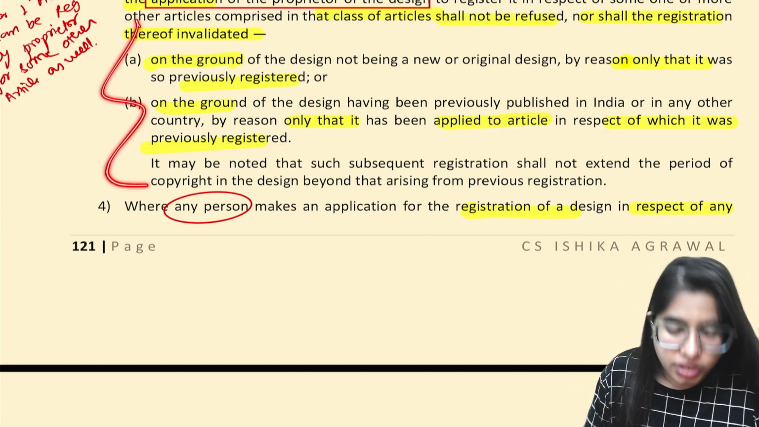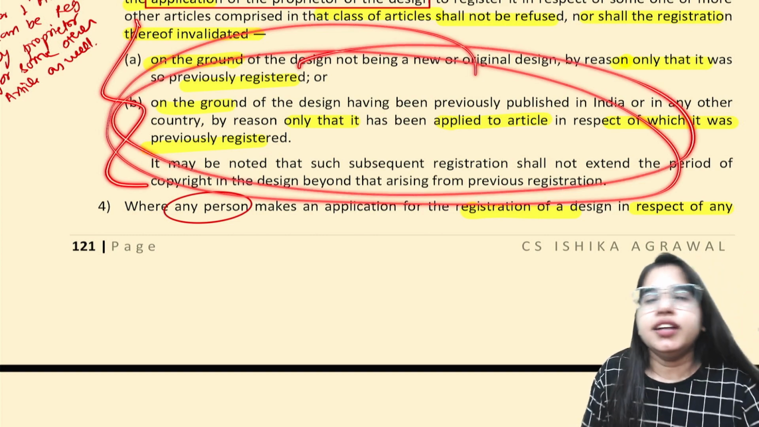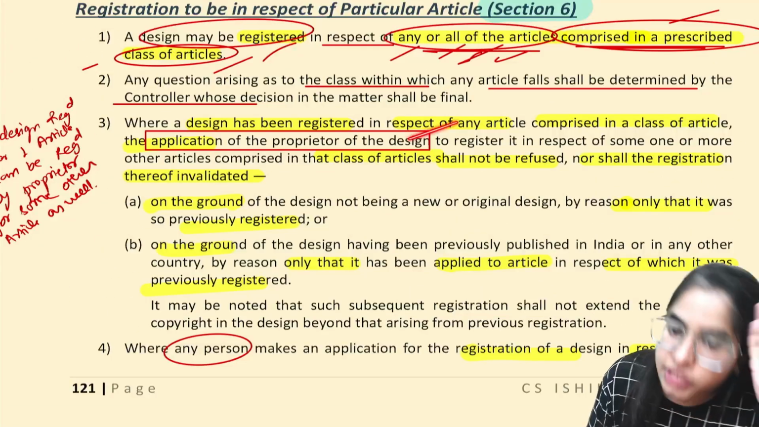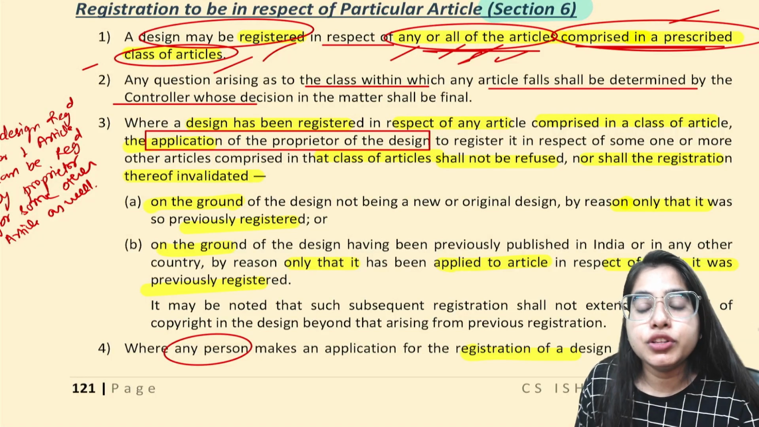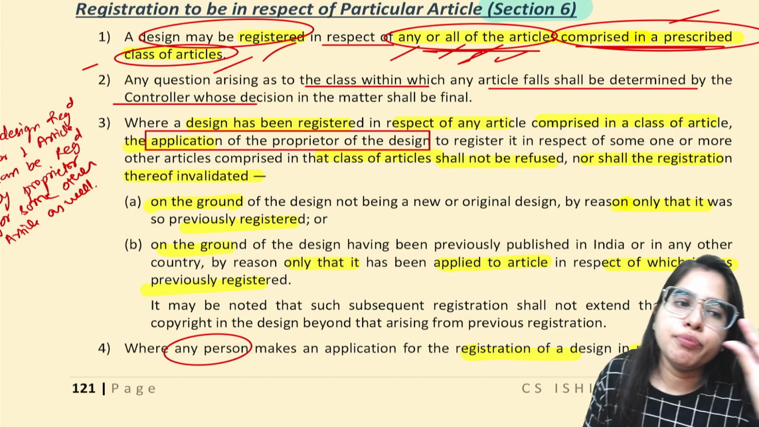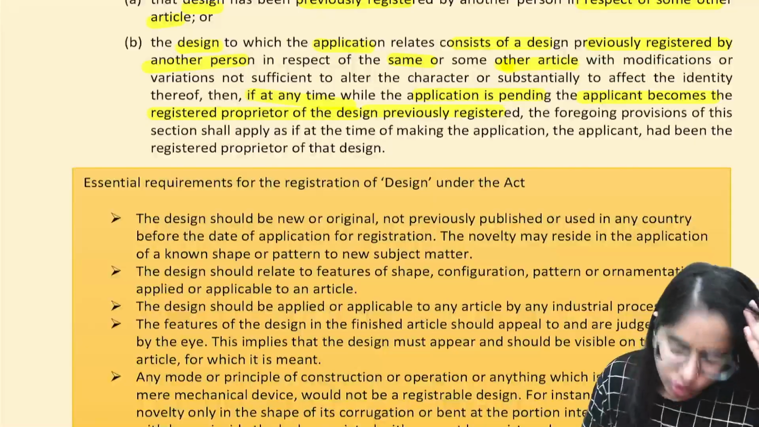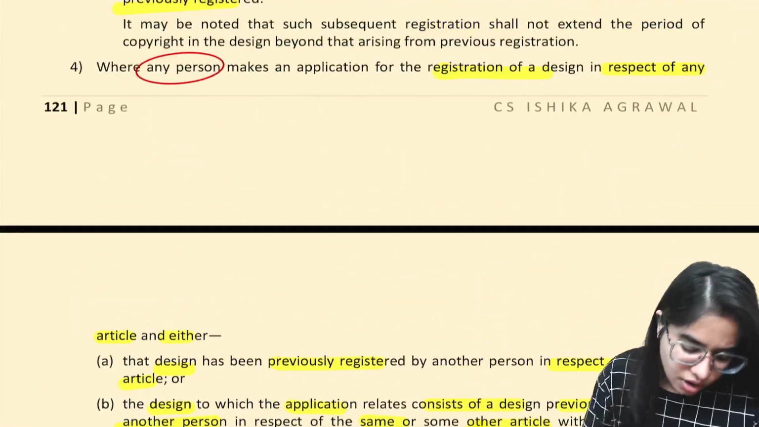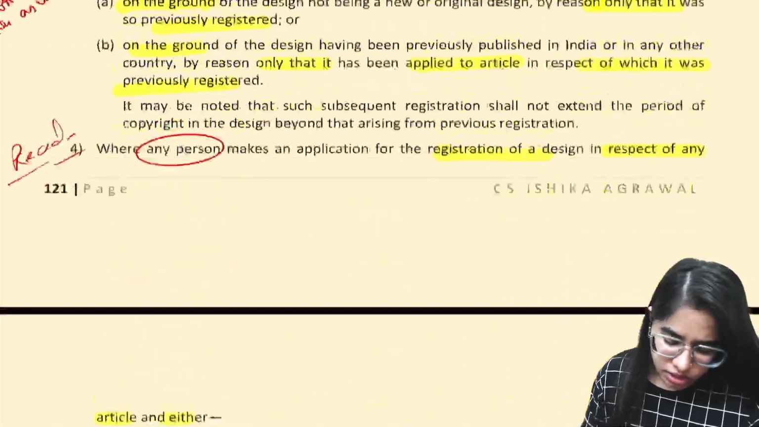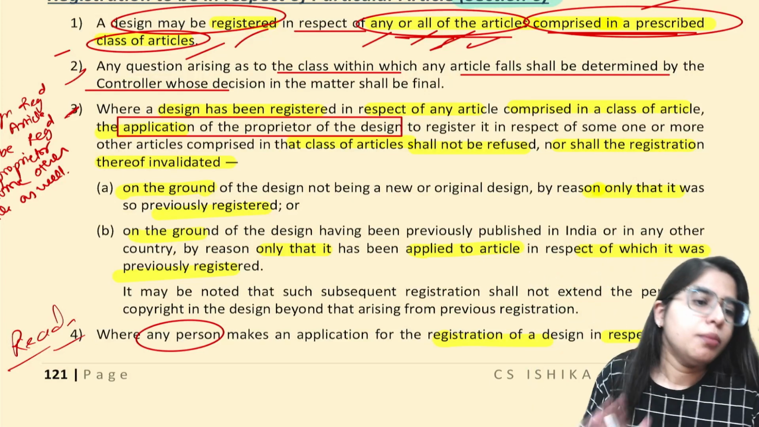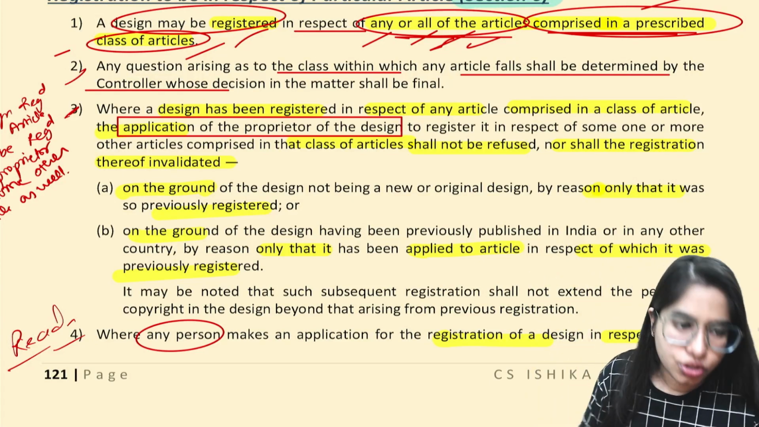Here simply one point is given: just because that design or that article is previously registered, it doesn't mean that we can further register it with respect to some other article belonging to the same class. That's it. Fourth point you can ignore, or you can have a read. Similar point it is. I hope this third point is clear to you. This third point is a little technical, but I hope that it is clear to you.